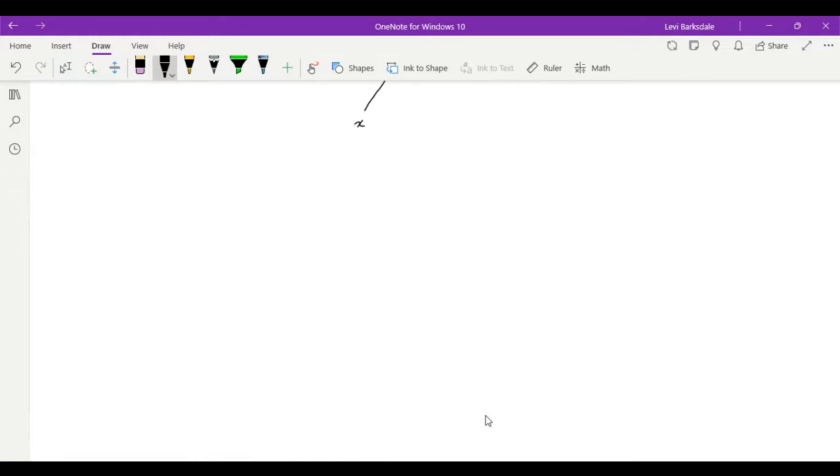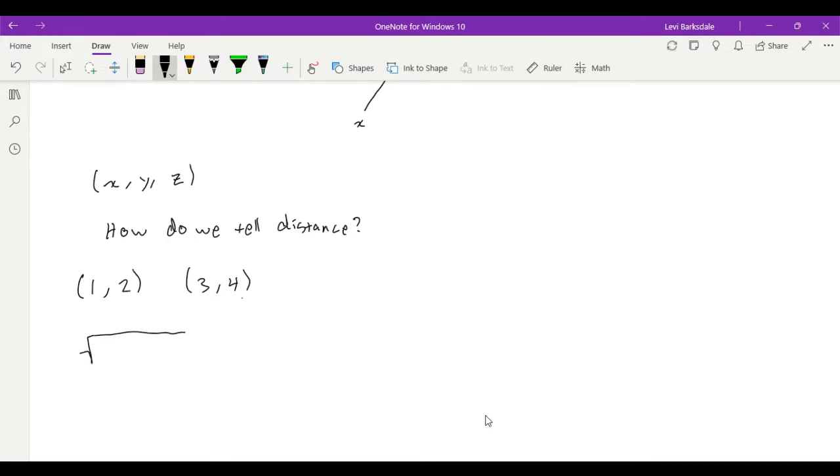So again, remember 3D coordinates have 3 components, an x component, y component, and a z component. So this raises the question, well, in R2, if we have 2 points, let's say (1, 2) and (3, 4), we can tell the distance between them using the Pythagorean theorem. We take the square root of the difference between each component squared.